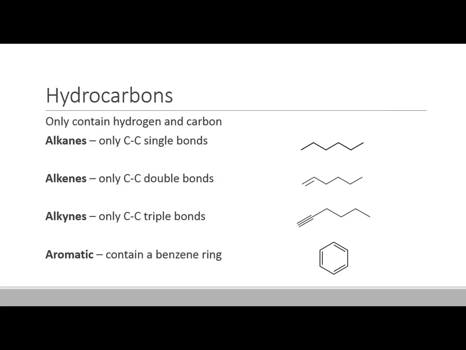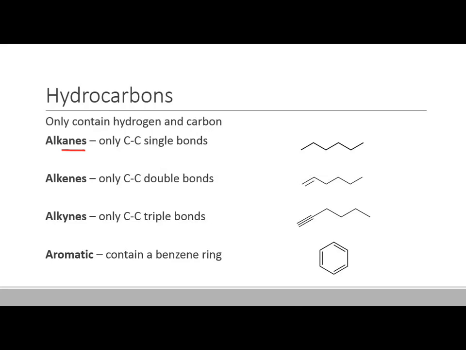So let's go ahead and look at the simplest functional groups. These are the hydrocarbons. As the name implies, hydrocarbon, they contain hydrogen and carbon. And they only contain hydrogen and carbon, no heteroatoms at all in there. Now, there are alkanes. These contain only single bonds, right? Carbon-carbon single bonds. Alkanes, notice the A-N-E ending there. So that specifies that you only have single bonds.